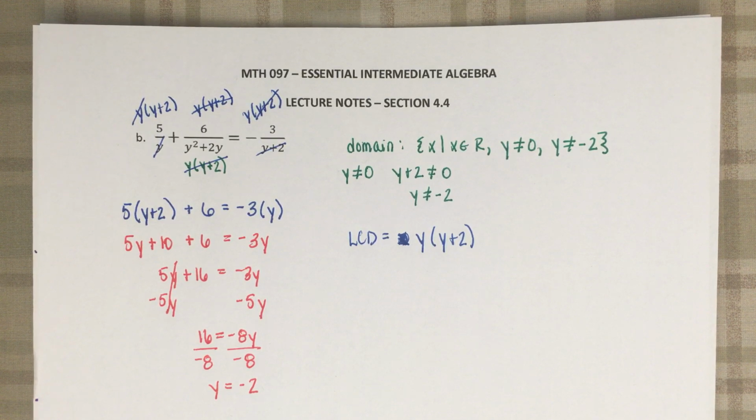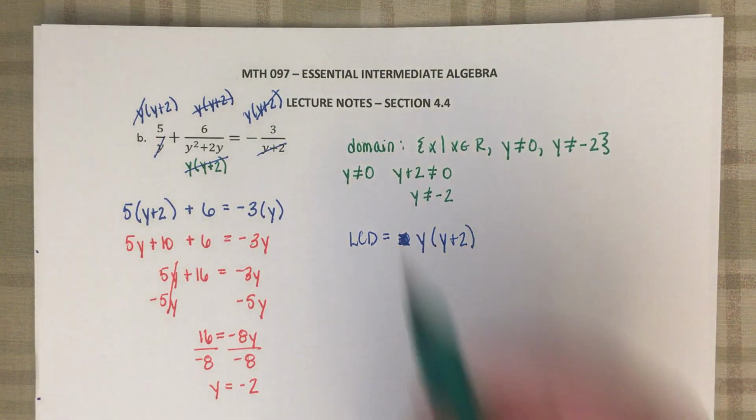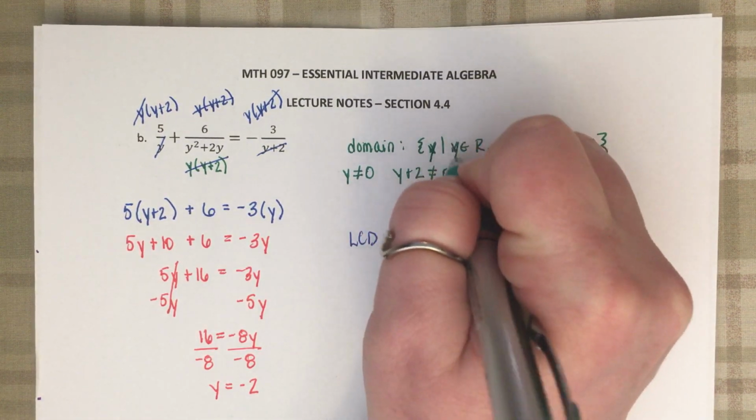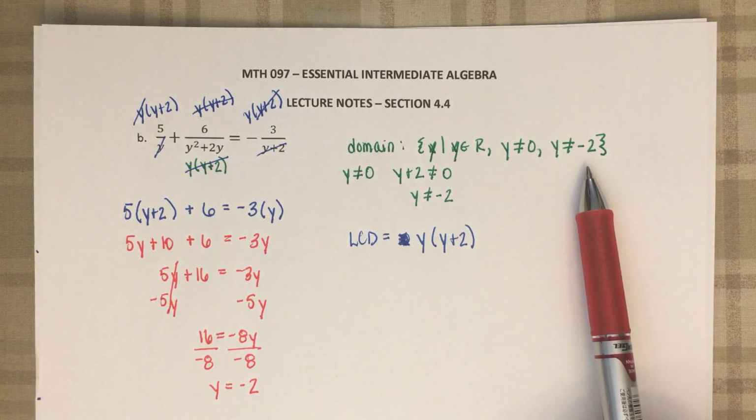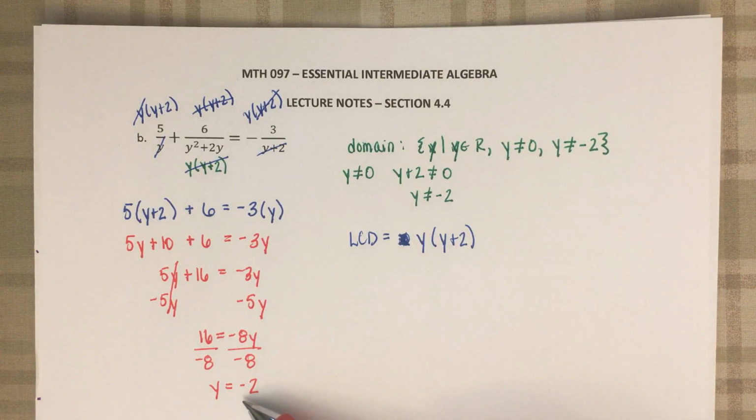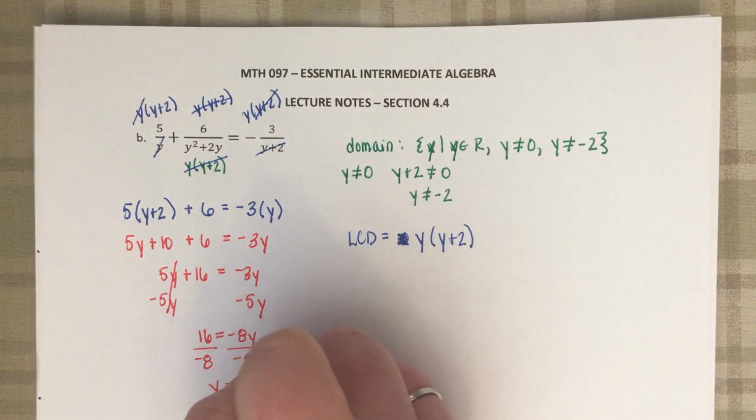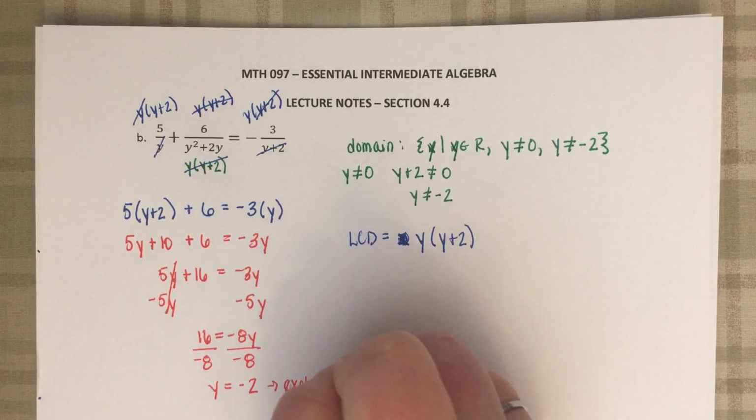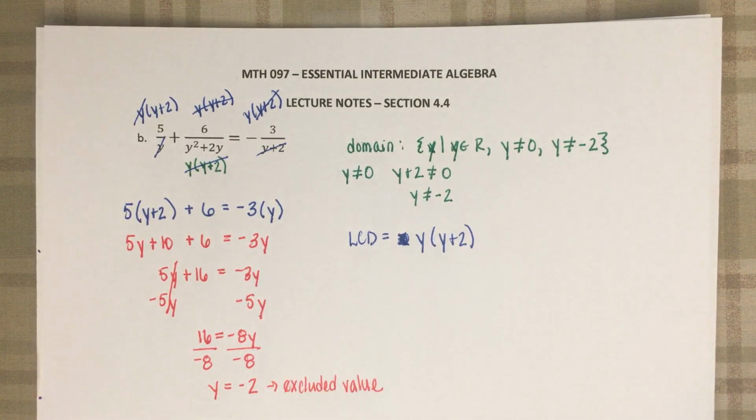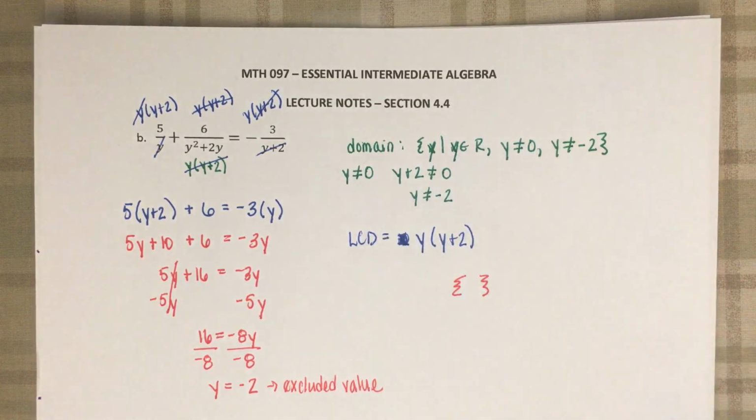Now we're going to go back up to our domain restrictions. Those should be y's. All y's such that y is a real number. y cannot be equal to 0, y cannot be equal to -2. So even though we got -2 as our solution down here, it's an excluded value in our domain. So since this is an excluded value, we cannot use our -2 as a solution. We don't have any other solutions to consider, so our final answer is going to be the empty set.